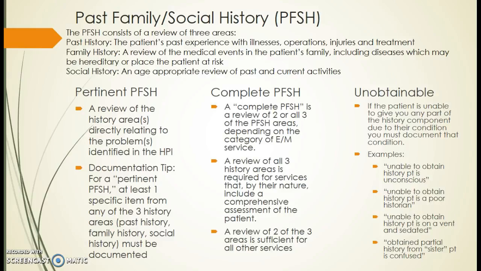Unobtainable, like I said, we don't like to use this one, but if the patient is unable to give you any part of the history component due to their condition, you must document that condition. Examples: unable to obtain patient history because the patient is unconscious. Unable to obtain history, patient is a poor historian, which means they can't remember what has happened to them. Unable to obtain history, patient is on a vent and sedated. If they have a vent and they aren't conscious, probably not going to give you a history. Obtained partial history from sister, patient is confused. So if a patient is elderly or is disoriented or is mentally incapacitated in some way or shape or form, but you have to obtain partial history from somebody who may not know the patient's entire history, then you want to document that also.